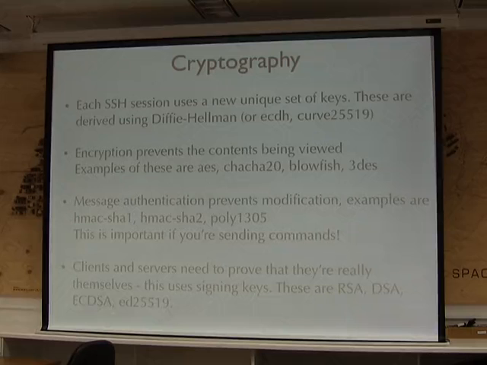It's used for encryption, so the contents won't be viewed. There are different ciphers. AES is the most common. ChaCha20 is a newer one. It's very fast, so I will soon be implementing that in Dropbear, particularly for slow little devices, where it's a useful one if they don't have hardware AES. And there are a few older ones, Blowfish and 3DES, which people are tending to phase out for slowness and security.